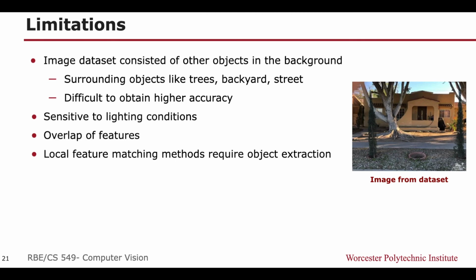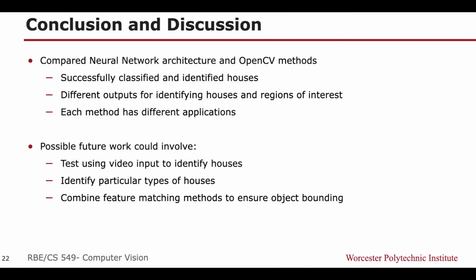In conclusion, we successfully compared neural network architecture and OpenCV methods for classifying and identifying houses, and found that, due to the different outputs, each method has different applications it's useful for. So potential future work could involve testing using video input to identify houses, identifying particular types of houses, and combining feature matching methods to ensure object bounding.